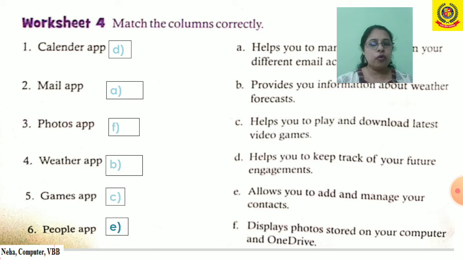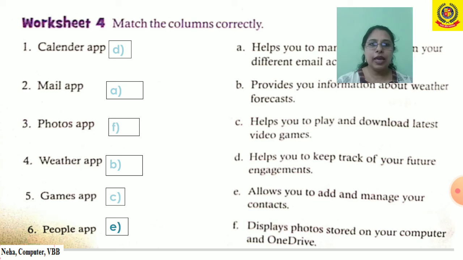Now worksheet 4, we have to match the following. So as it is written over here, I have matched with the other side. So on the left side, apps are written, and on the right side, the uses of the apps are written. So we have to match with that. So calendar app, we are going to match with the D option, and it helps us to keep track of your future engagement. We use calendar to store some important work which we have to do in our future.